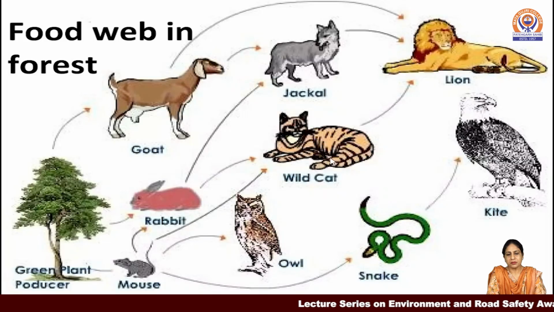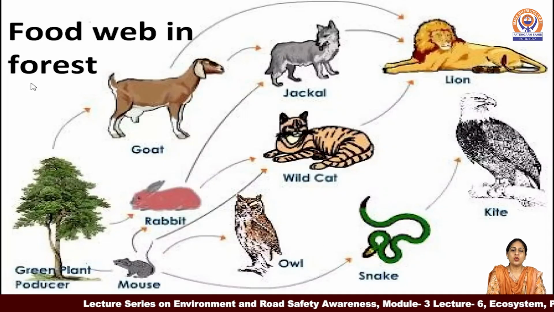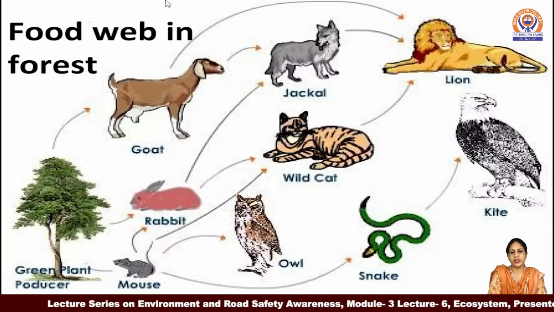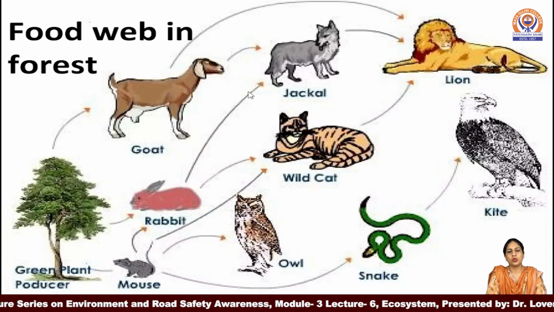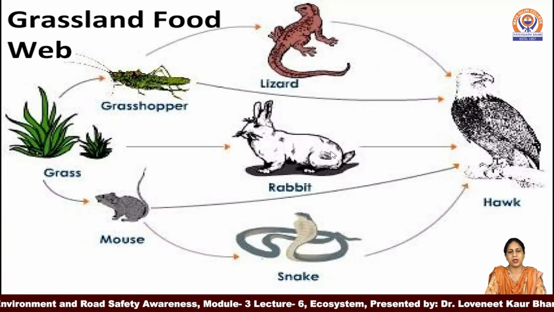Now further, this jackal, wild cat, these can be fed upon by lion. And similarly, this mouse can be fed upon by snake. And further, this snake is eaten by kite. So a number of food chains are there which are prevailing in nature, and they go hand in hand to form a food web. So this is an example of food web in forest.